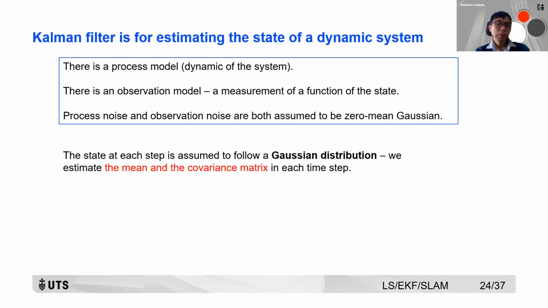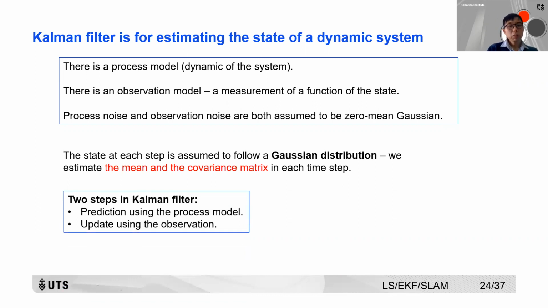In the Kalman filter, we assume the state follows a Gaussian distribution, and we estimate the mean value and the covariance matrix of the Gaussian distribution. So that's the Kalman filter. We only estimate the mean value and the covariance matrix, because we assume the distribution is Gaussian. There are two steps in the Kalman filter. The first one is prediction using the process model, and the second step is update, using the observation.